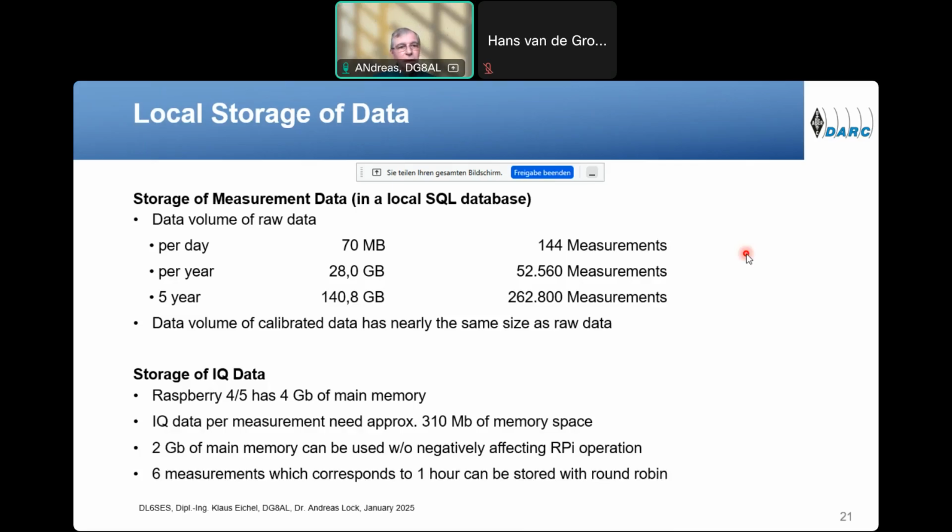So that's only a short calculation of the amount of data we have to store. As you can see, if we only store the raw data, we get about 140 gigabyte. And this is nearly double if we also store the calibrated data, so we can reach nearly 5 years of operation without the internet connection, and no data is lost.